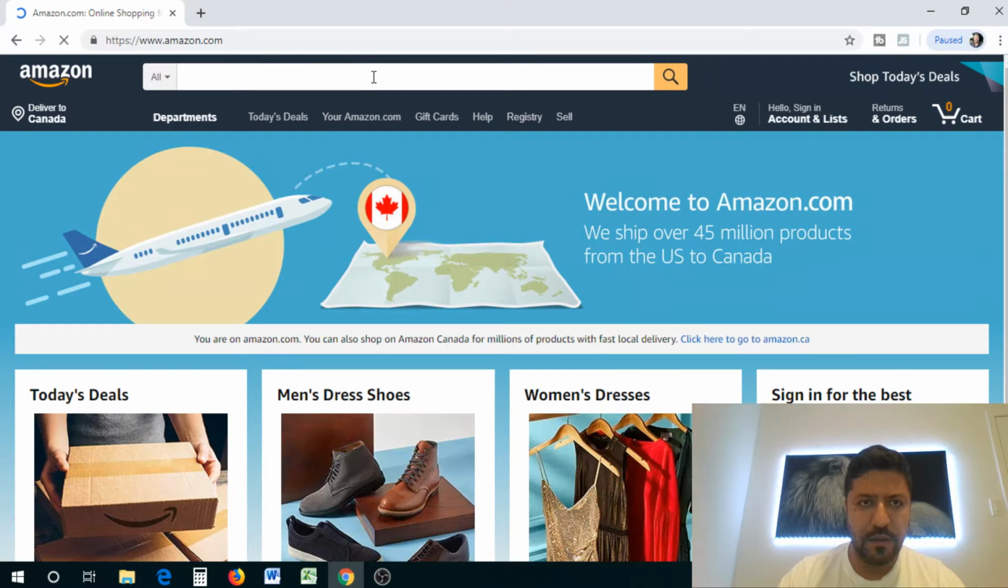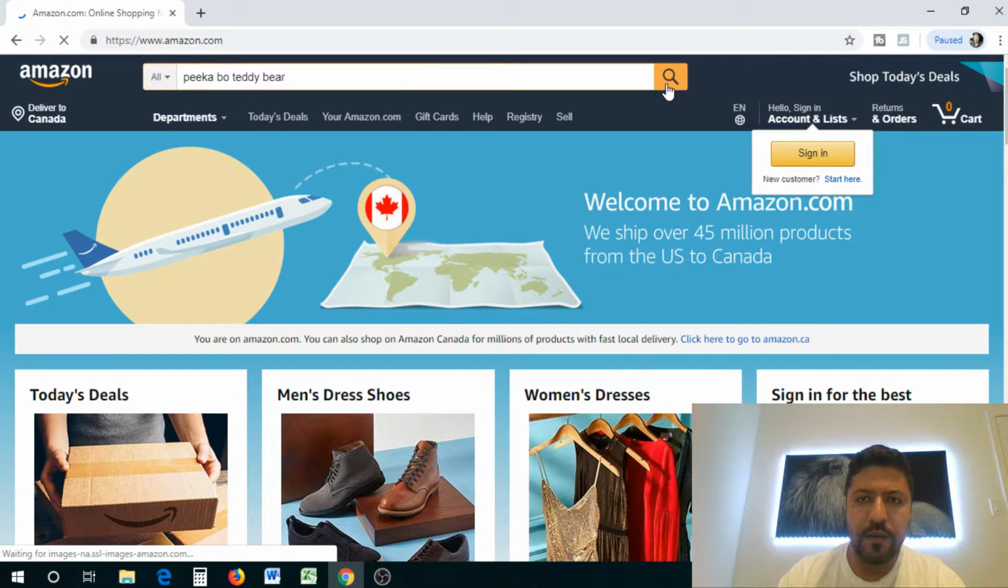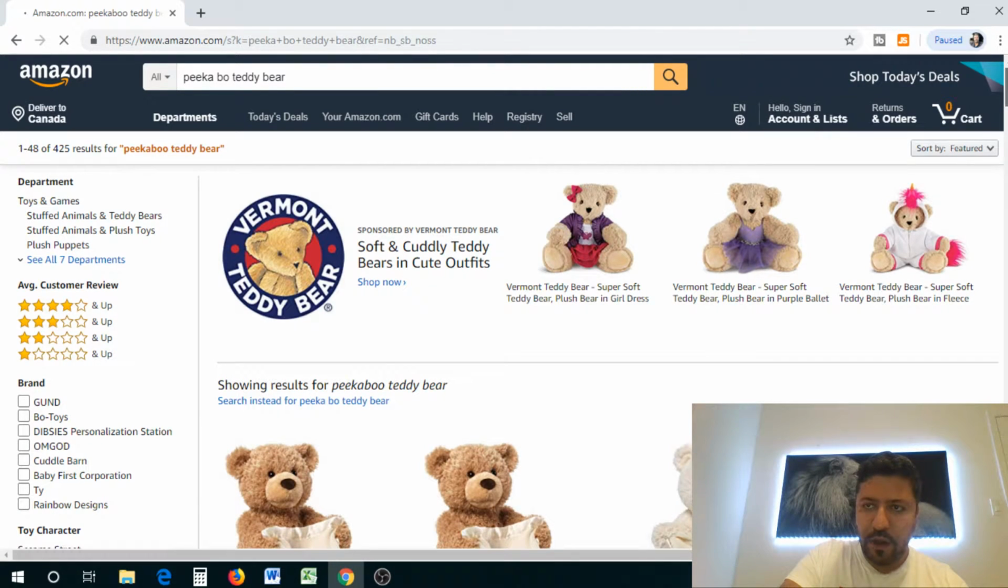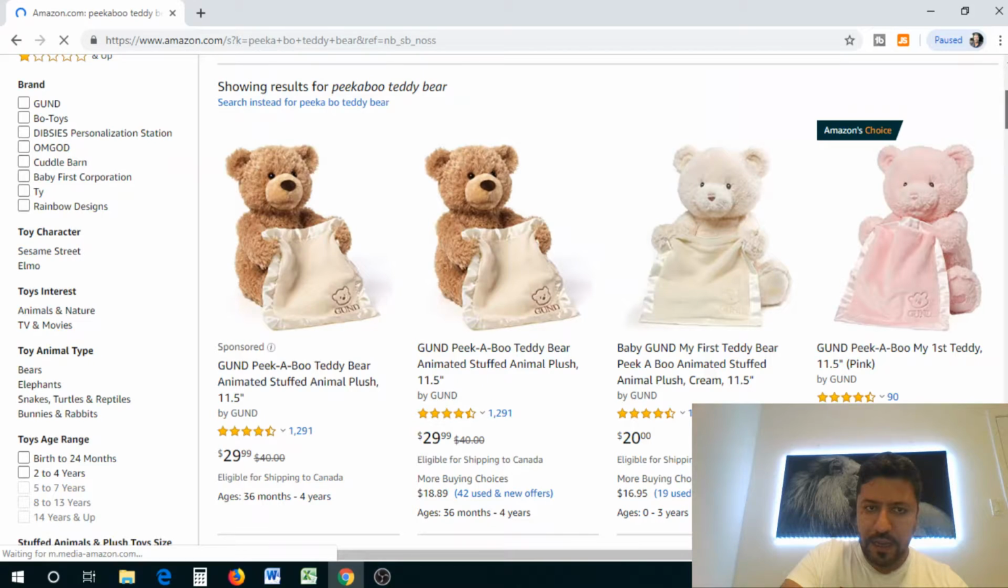Alright, so let's go back. Peekaboo teddy bear. For some reason the internet is running a bit slower tonight, so I apologize for the delay. Alright, so you guys see that it's a peekaboo teddy bear. It has a bit of cloth or a handkerchief in front of him because he wants to play peekaboo.